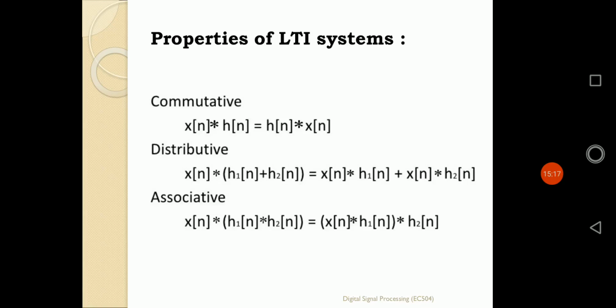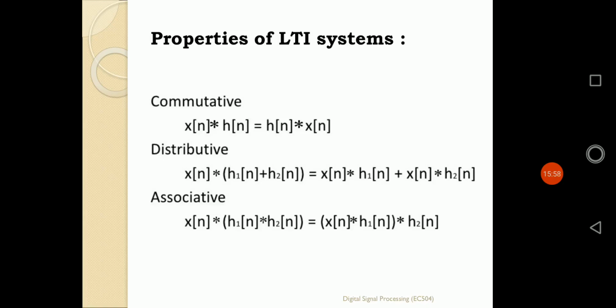What does the commutative property tell us? Commutative property tells us that doing the convolution of x of n with h of n gives the same result as doing the convolution of h of n with x of n. If the input is x of n for a particular system and the system is defined by h of n, it will give the same result as if the system's input is h of n and the system characterization is x of n. That means the convolution between a and b gives the same result as the convolution of b and a.